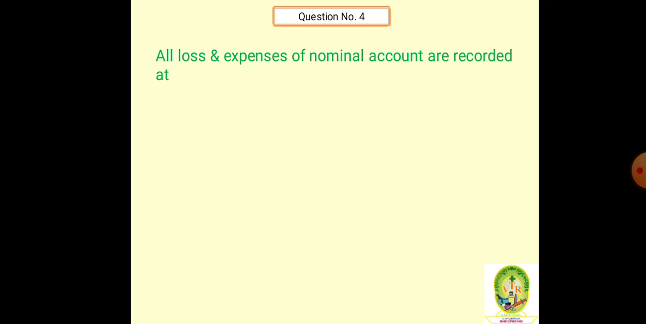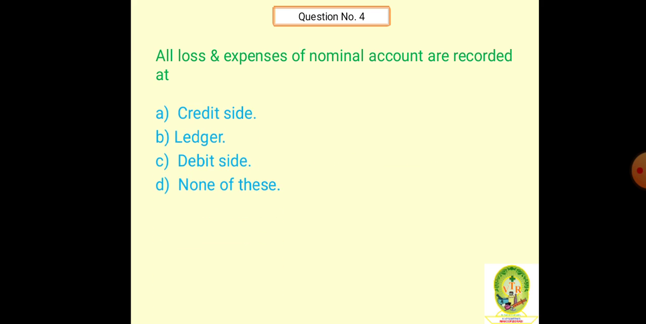All loss and expenses of nominal account are recorded at, options are A. Credit side, B. Ledger, C. Debit side, D. None of these. Right answer is C.